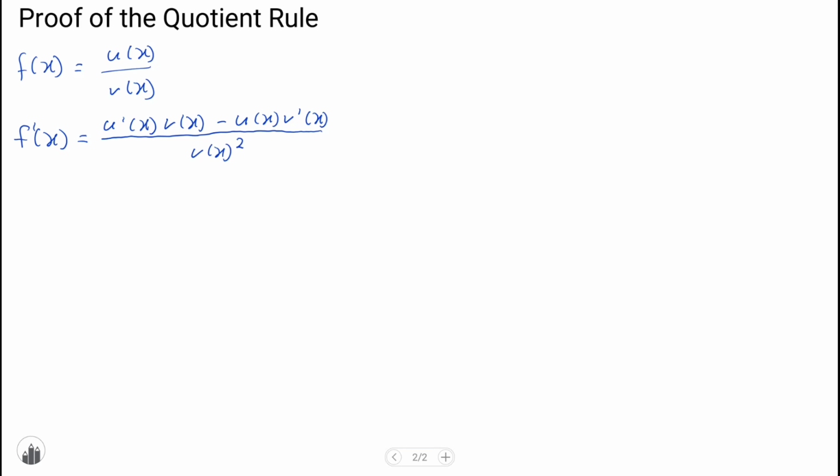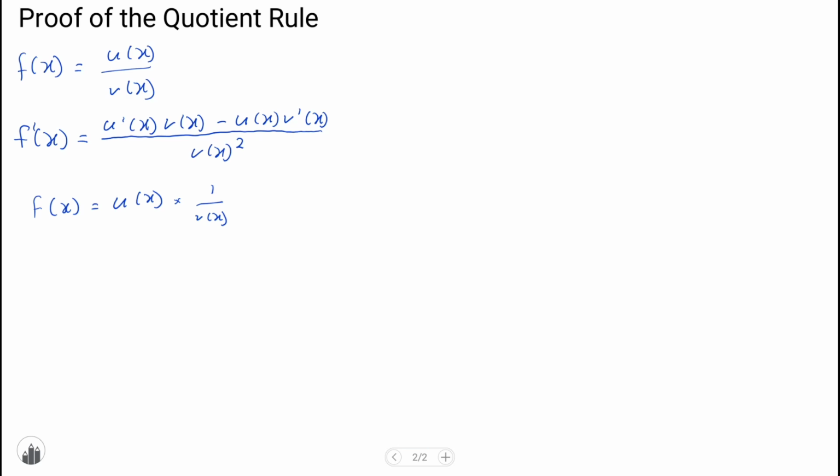And the way that we're going to do that is we're going to first of all rewrite our original function f of x. So we're not changing anything. We are just representing the same thing in a different way. So we've got u of x times 1 over v of x. And what we're going to make use of in this case is the chain rule and also the product rule. So how does this work?